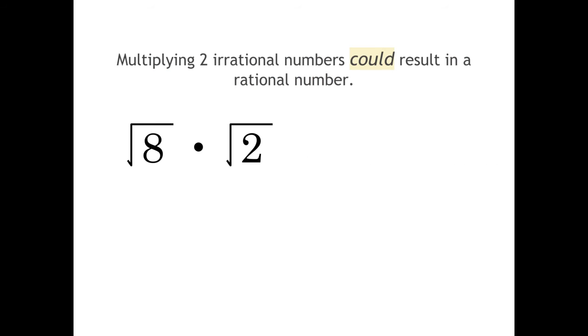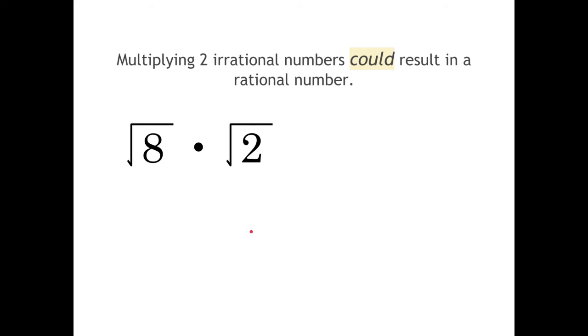However, multiplying two irrational numbers could, and that's highlighted because it doesn't mean always, but it could result in a rational number. For instance, we have here radical 8 times radical 2. If you multiply these two irrational numbers, they're both irrational because they're both non-perfect squares. Radical 8 does not have an integer that multiplies by itself to get 8, and radical 2 does not have an integer that multiplies by itself to get 2.